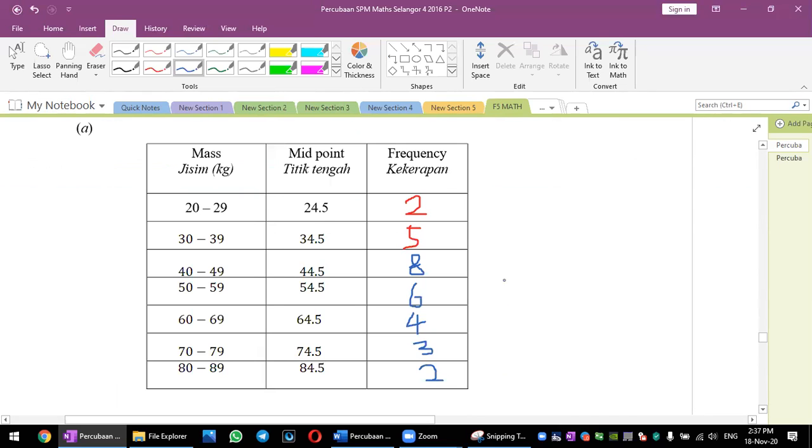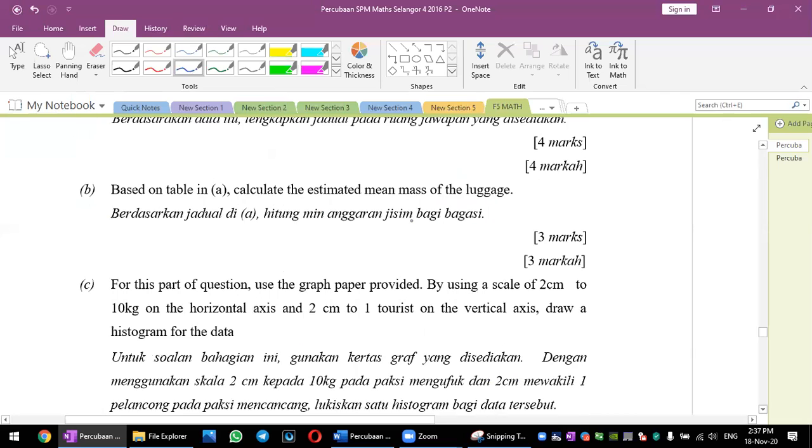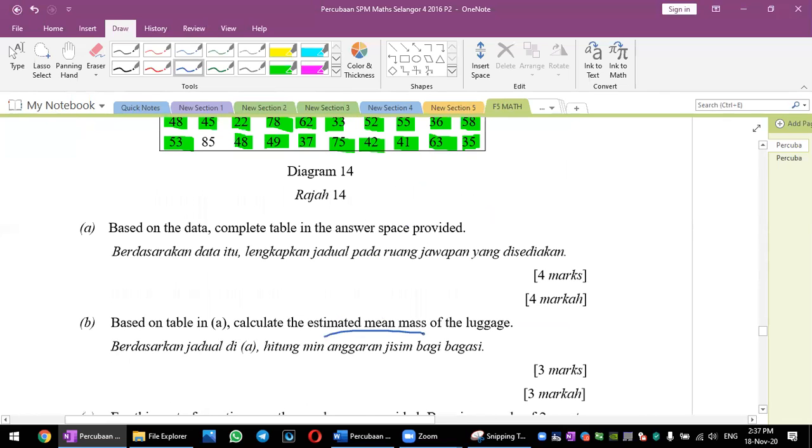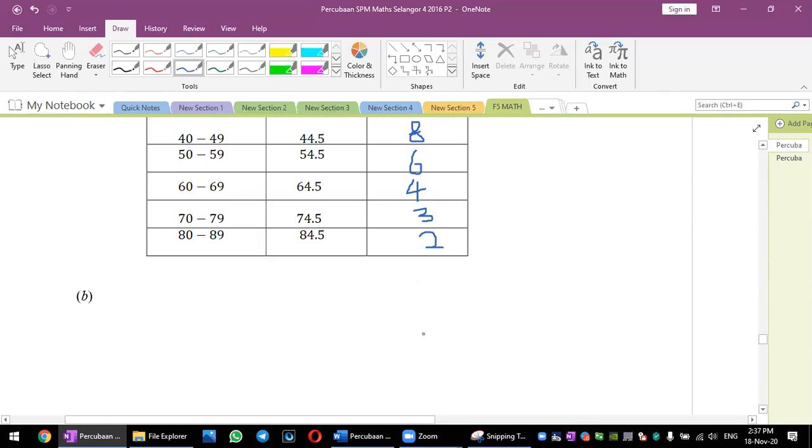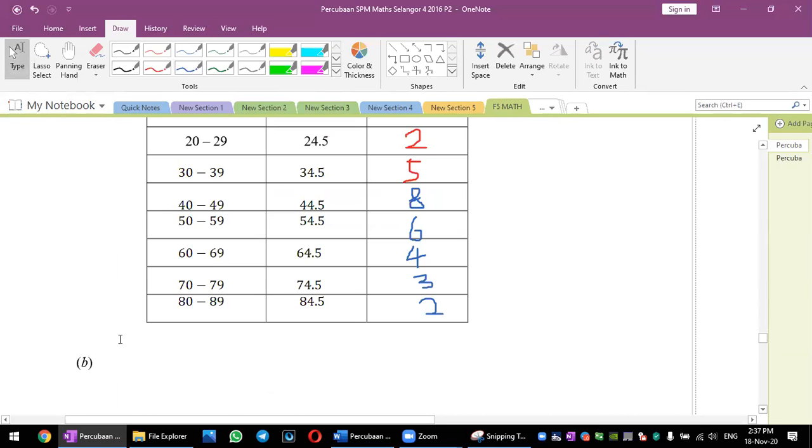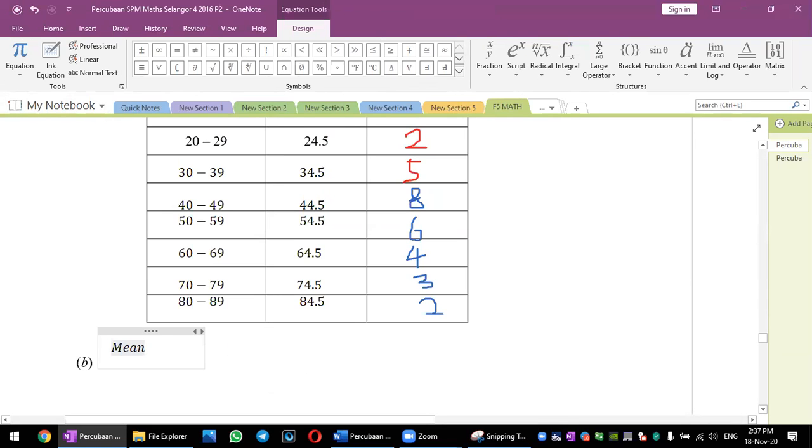Okay, after that, let's see what they want. Normally, they will ask for mean. Okay, normally dia tanya mean. So yeah, they ask you to estimate the mean. Kita kirakan mean dulu. Mean, you must put like this. Mesti tulis macam ni.